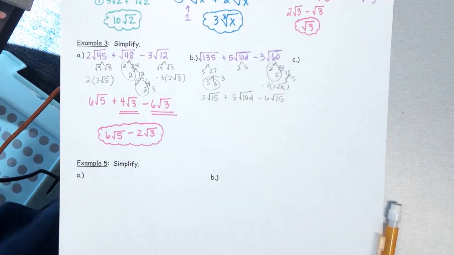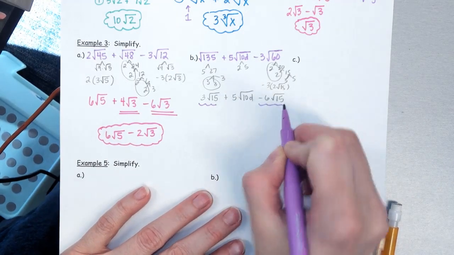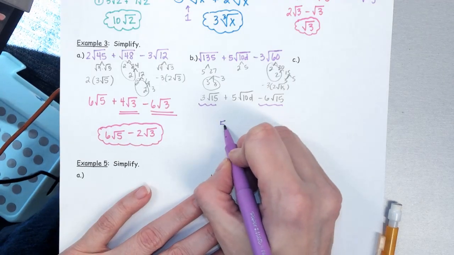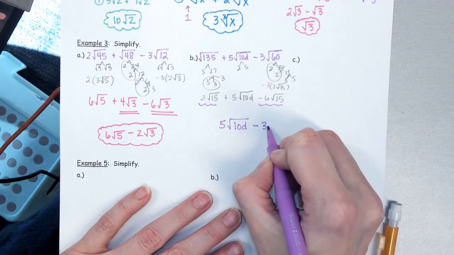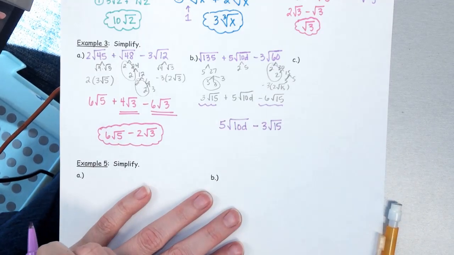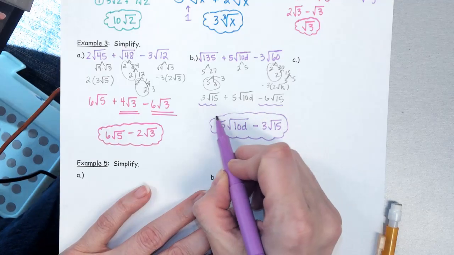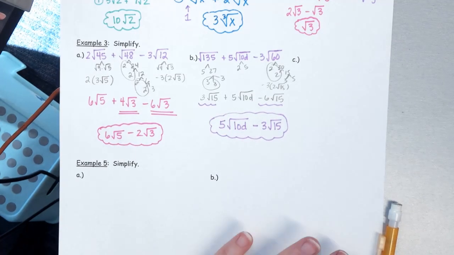And then once you get here, anything that's a like term, you can combine. So you have the root 15 and the root 15. So you're going to keep it as 5 square root of 10d minus 3 root 15. It is common for the negative to go second so that you don't start with a negative. Okay, how'd that go?